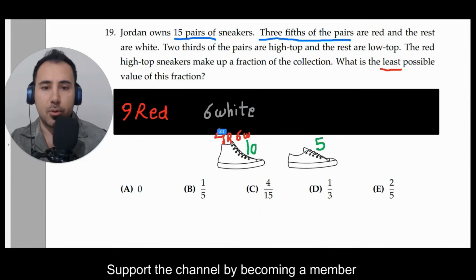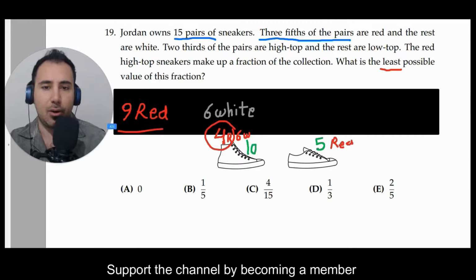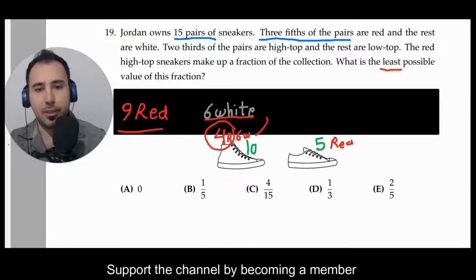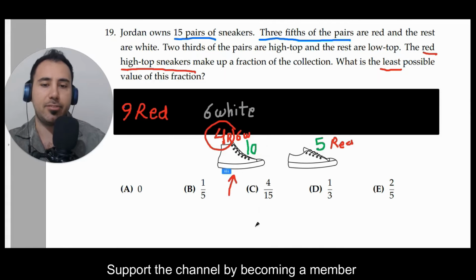Okay? So now let's also check, if I have 4 red here, and all of these are also red, then I'm going to have my 9 red, easy peasy, and all 6 whites will have to belong to this group. So I'm going to ask you, how many red high top sneakers? Okay, high tops are this. 4 of them are red. So we have 4 red high top sneakers.